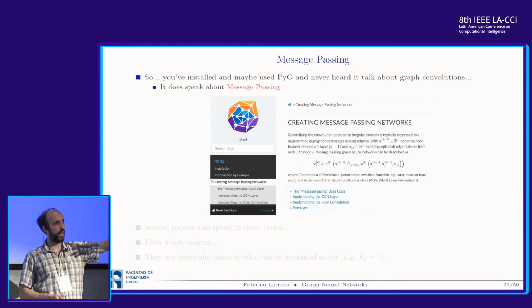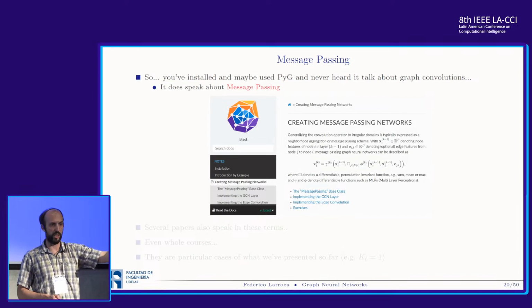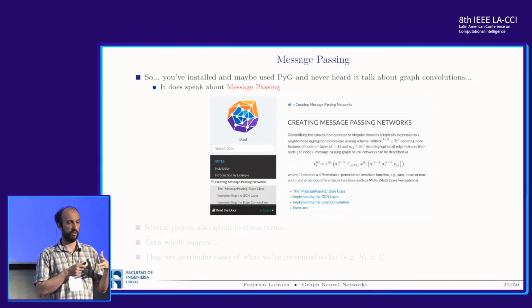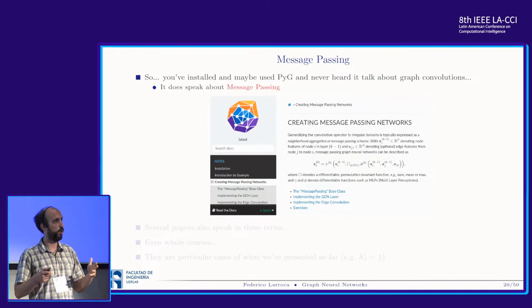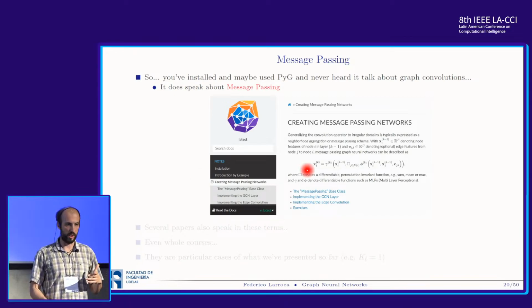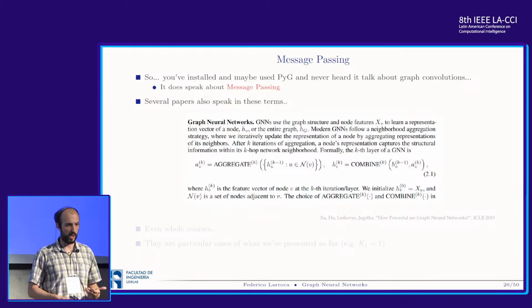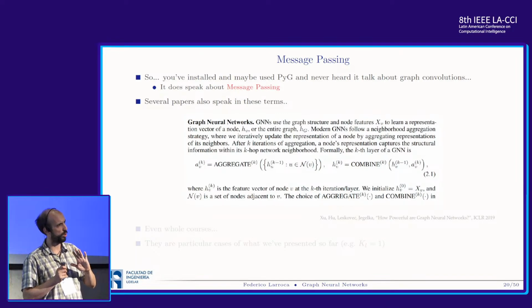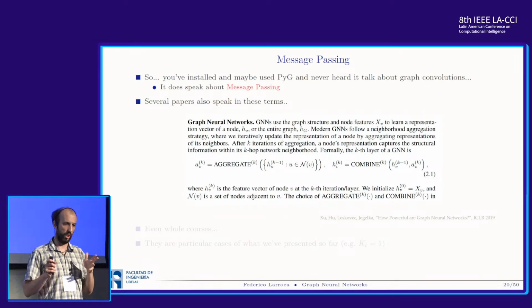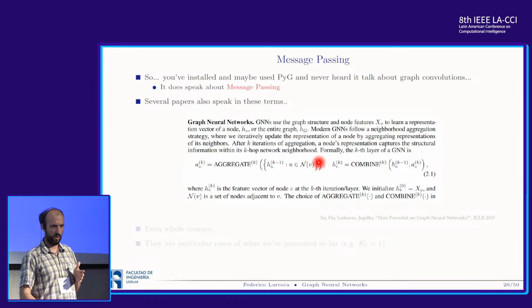So maybe you've come to this talk and you maybe installed or tested Python Geometric or any other libraries of learning over graphs, and no one has talked about graph convolutions. This is the web page of Python Geometric, or PyG as it's called now, and it talks about message passing, not convolutions. There are several papers on learning on graphs, and they don't talk about convolutions. They mostly talk about these functions, aggregate, or these functions, combine, things like that.